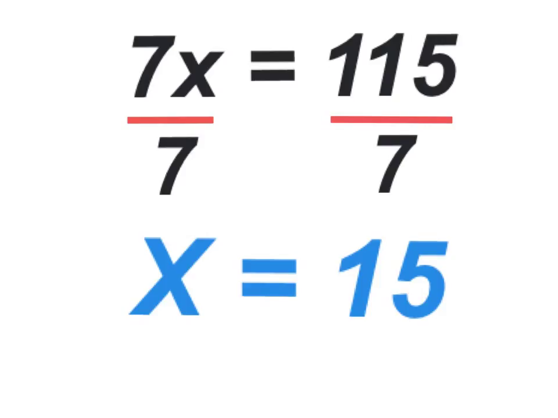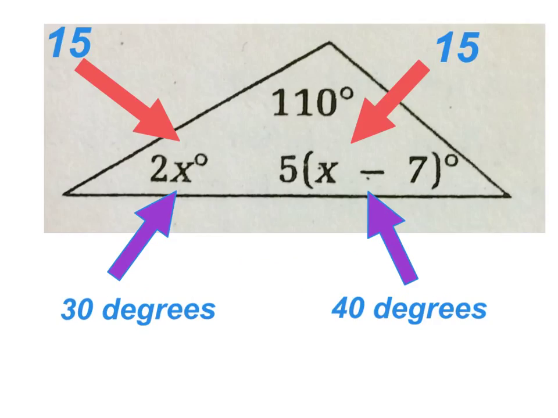But we're not done, because once we identify that the x value comes out to be 15, then we go back to our original triangle and we identify the angles. Now, we already knew the top angle is 110. This angle here is 2x. That means 2 times x, and if the x value is 15, we substitute it in here, and 2 times 15 gives us 30 degrees.